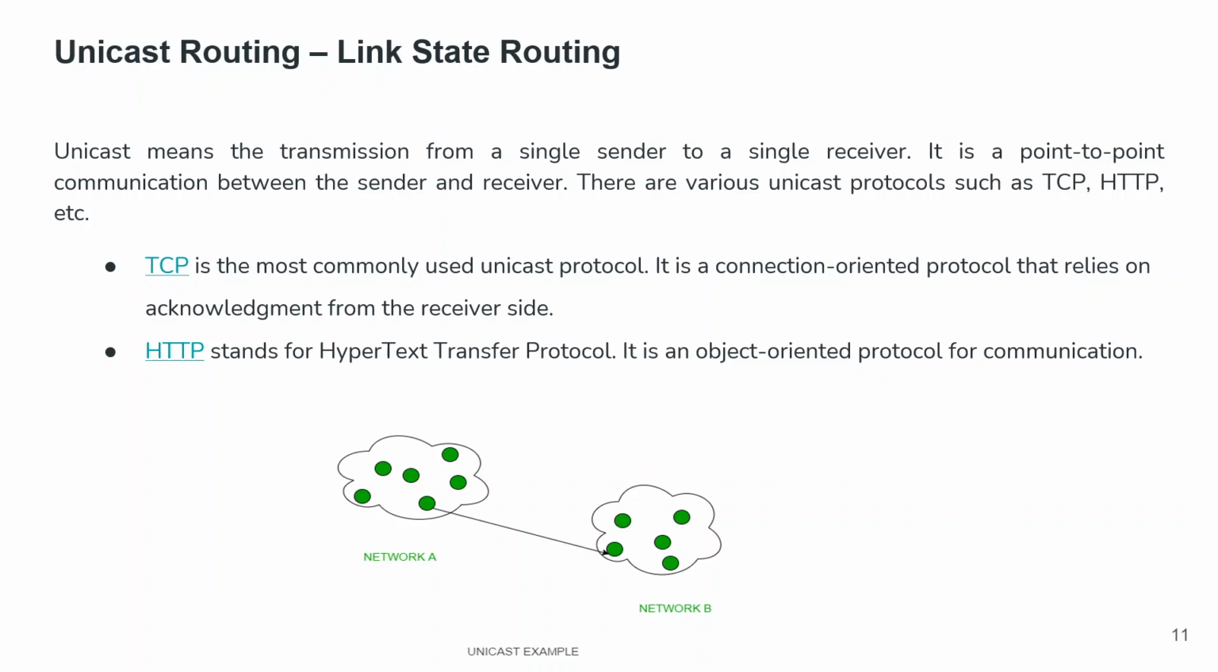So what is TCP? TCP is the most commonly used unicast protocol. It is a connection-oriented protocol that relies on acknowledgement from the receiver side. As you know, TCP is a reliable protocol, meaning for session initiation it establishes a connection, that is a three-way handshake between the sender and the receiver, and after each and every packet is received, an acknowledgement is sent by the receiver depending on the sliding window set.